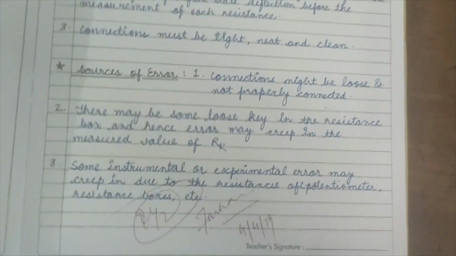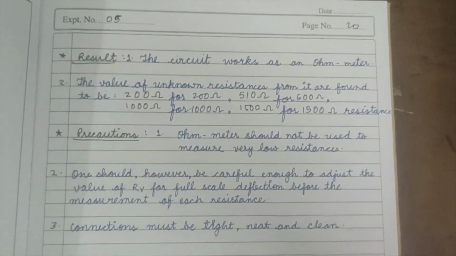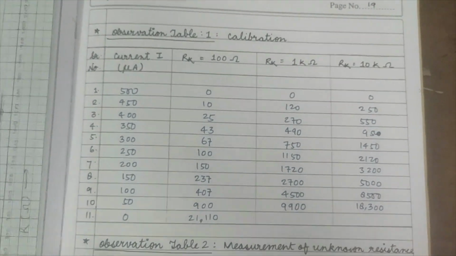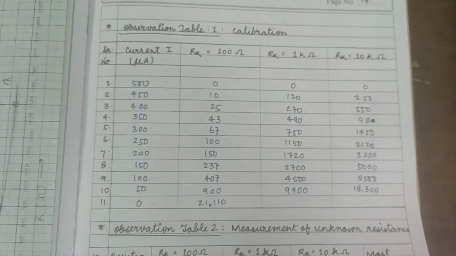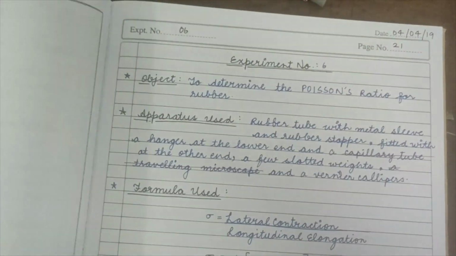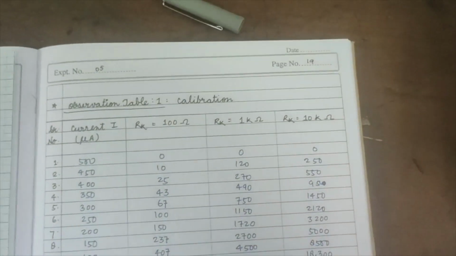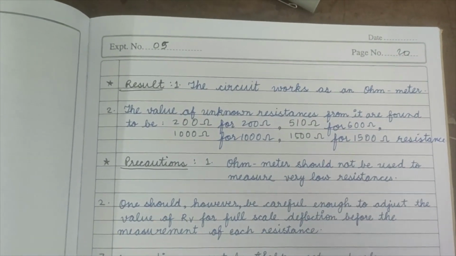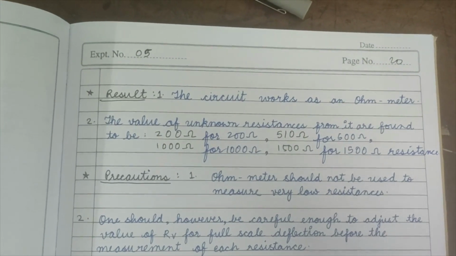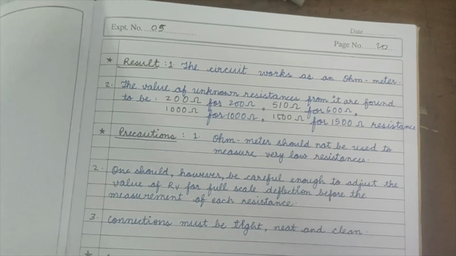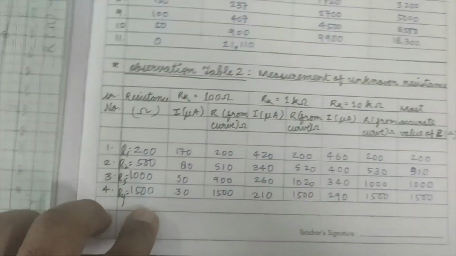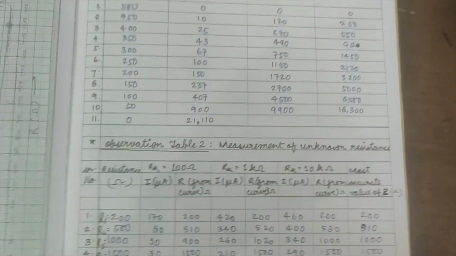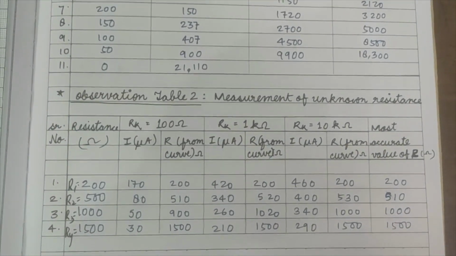All these observations and your findings have to be in your result: that you have converted the milliammeter into an ohm-meter, and using the calibration graph you have tried to find the value of the unknown resistances, and they come close to the value of the actual resistances which we have used, R1, R2, R3 and R4. And this is all you have to do in this experiment.